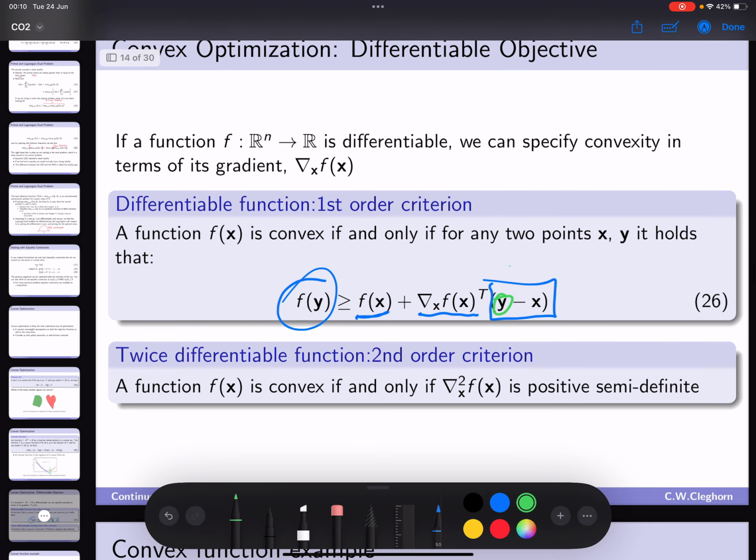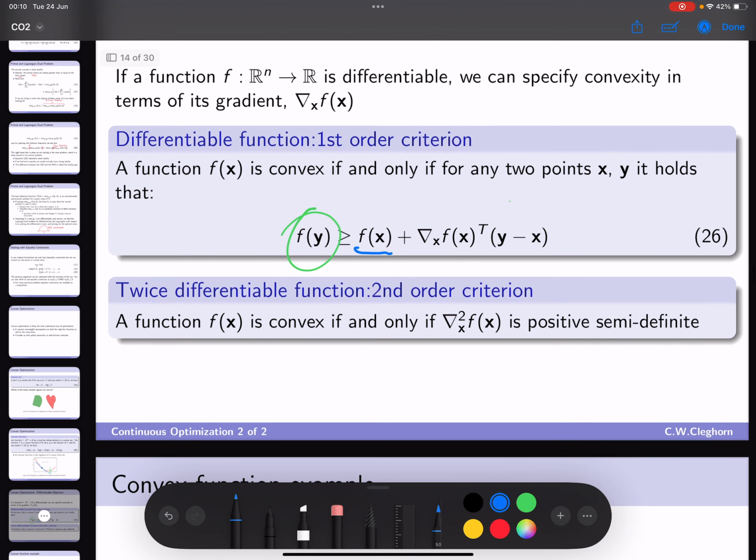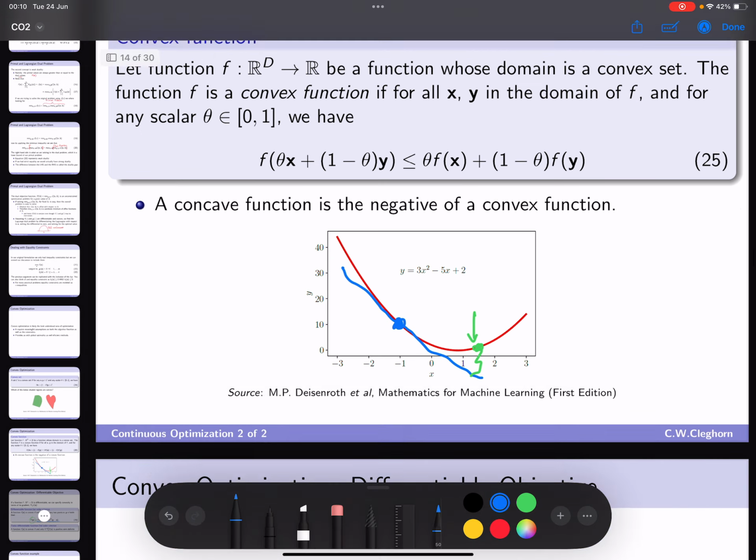And so that's exactly what this says. On the left-hand side here is the green point, so it's just what happens when I evaluate the function at a particular point. And then on the right-hand side, it says I'm going to start off at some blue point over here. This is my f of x there. I'm going to get the gradient, and I'm going to use that to define a line approximating this function f at a point.